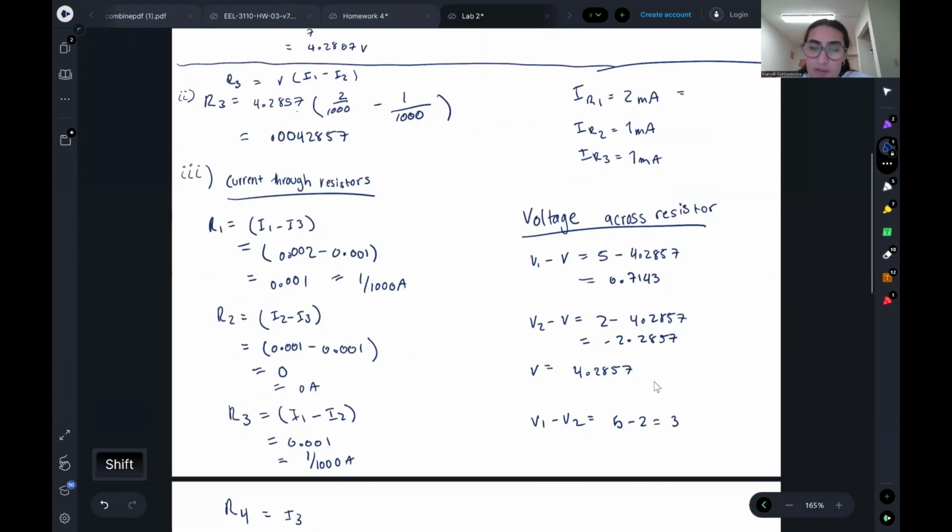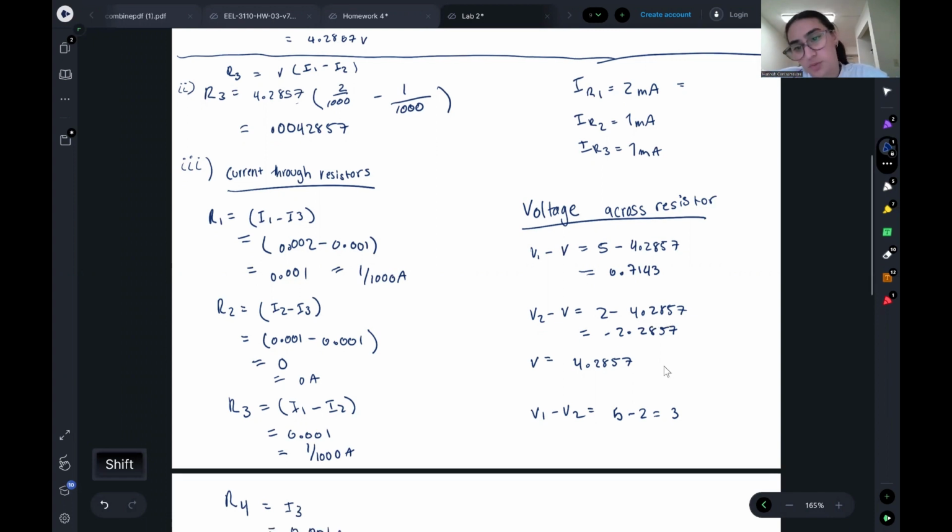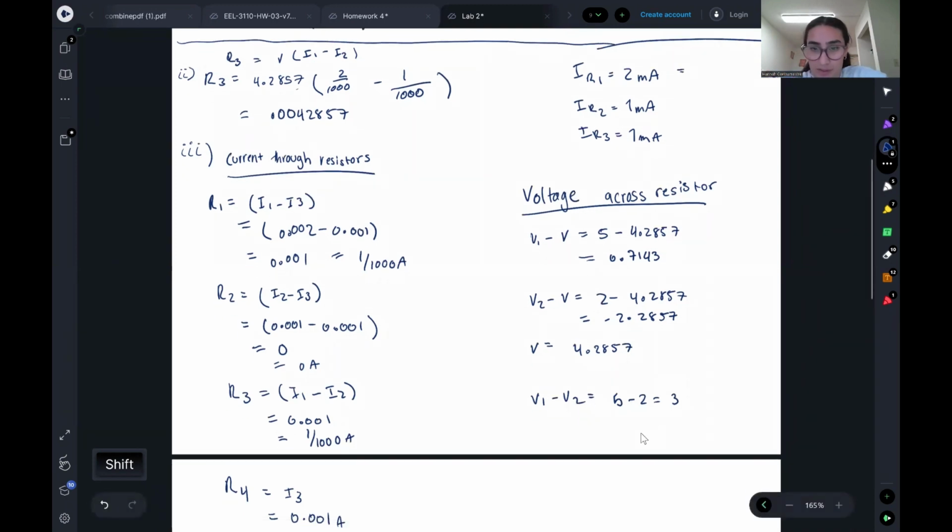And then we have the second part of question number 3, which is the voltage across the resistors. And to do that, you just do V1 minus V, which is 5 minus 4.2857, which gives us 0.7314. Then you do V2 minus V, and then it would be 2 minus 4.2857, which gives us negative 2.2857. And then for V, it's just the regular voltage that we got. And then V1 minus V2, which is 5 minus 2, which is 3.